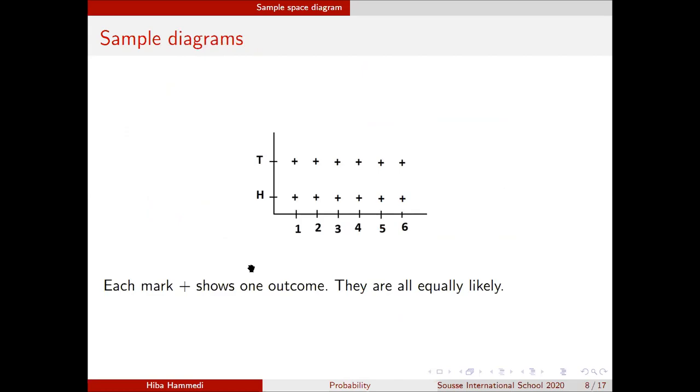Each plus sign represents a possible outcome. So for this plus, for example, this outcome is heads and having 1 on the dice. This one, for example, is having tails on the coin and 1 on the dice. This one is having heads on the coin and having 4 on the dice. So this is how you read it, and all these 12 outcomes are equally likely, so they can happen with the same probability. This is what it means.